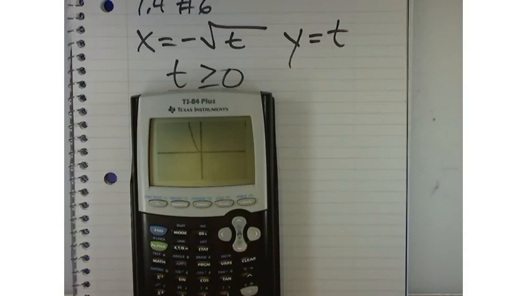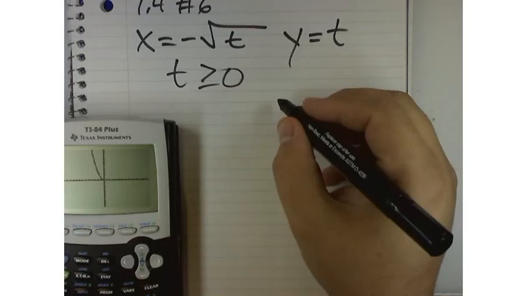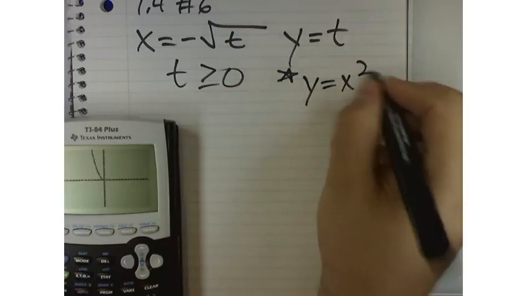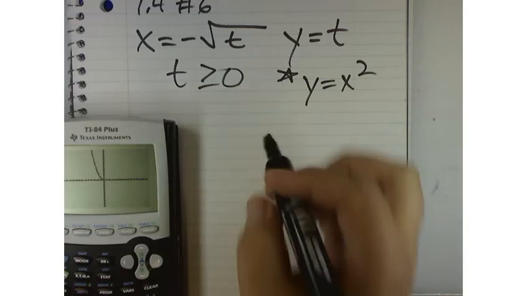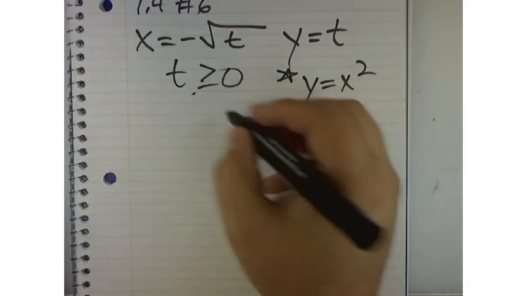So now in this particular case, what does it look like we have? Half of a parabola. Keep this in mind, it looks like y equals x squared. But part A wants to know the initial condition, the initial point and the terminal point. So let's graph this.